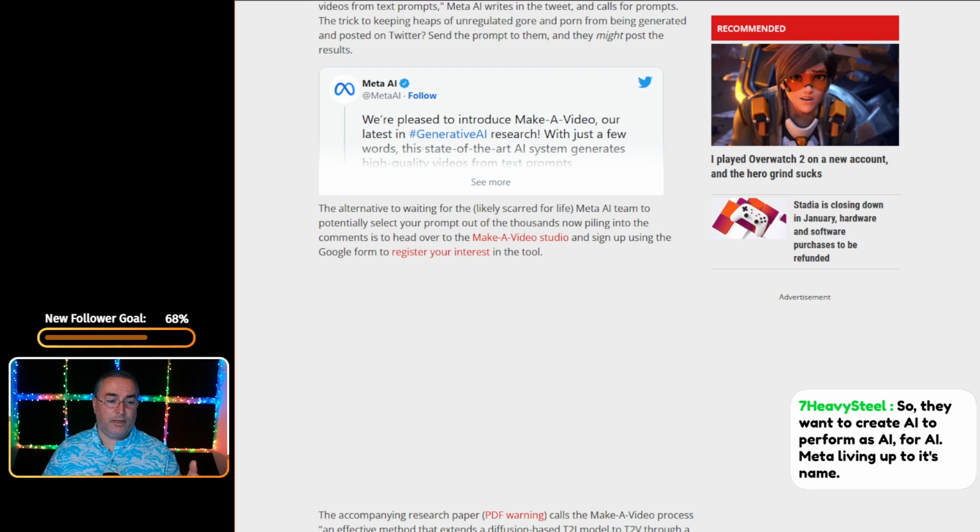So Seven Heavy Steel says, so they want to create AI to perform as AI for AI, Meta living up to its name. Yeah. Artificial intelligence evolves so much faster than human beings, and our graphics engines like Midjourney and DALL-E evolve much faster. And the works that I see coming out of Midjourney and DALL-E, I have subscriptions to both of them now, is mind-blowing. And all it takes is to wireframe them into a 3D model, and it can skin the whole thing and be animated.